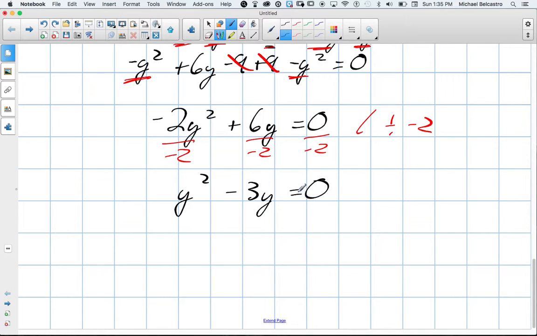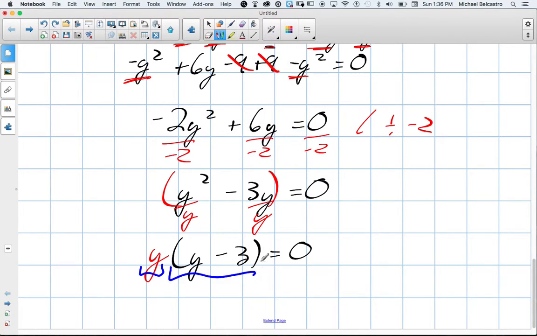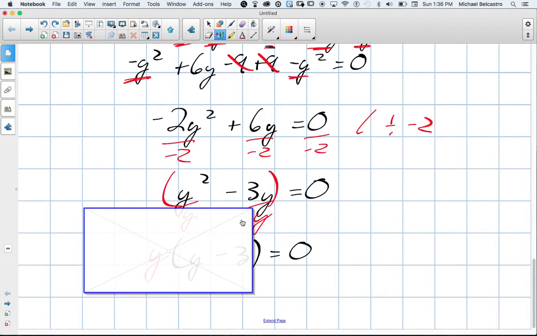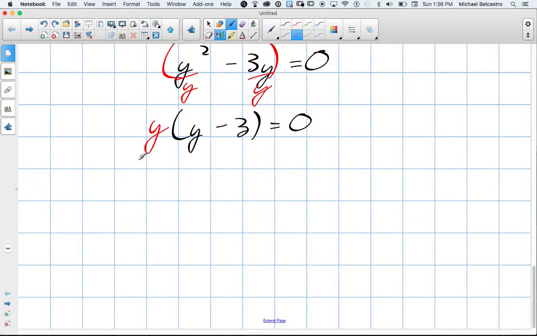Okay, I have a common factor of y that I can take out. We're going to essentially divide both of these by y and make that the common term. So we have y times y minus 3 equals 0. Now we think of these like two terms. This is a term and this is a term, and they multiply each other. To make 0 when multiplying, one of them has to be 0, so we're going to test for both. We're going to split this.